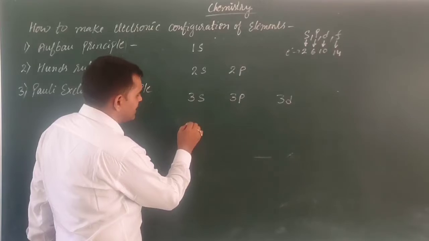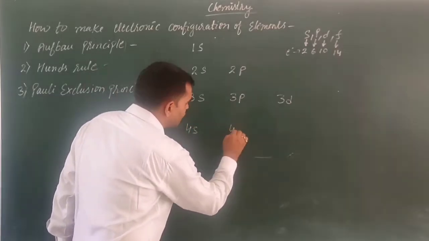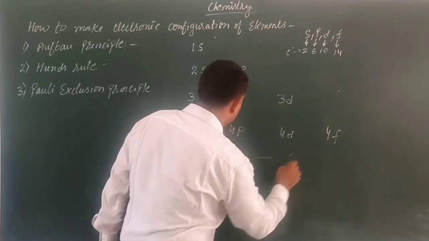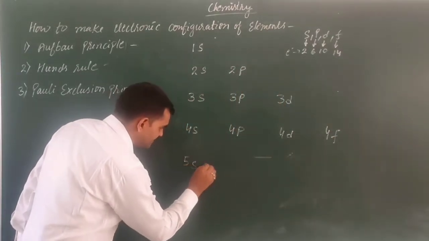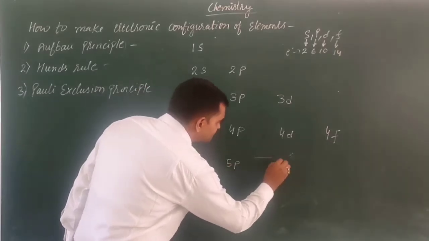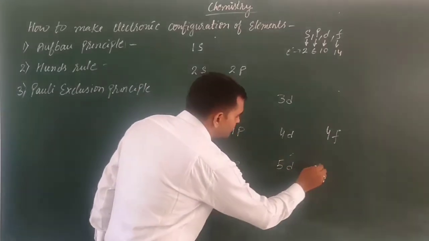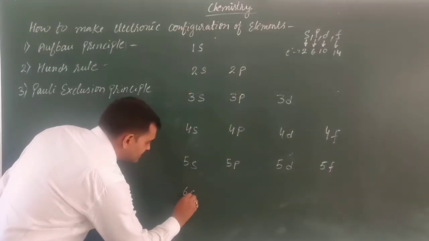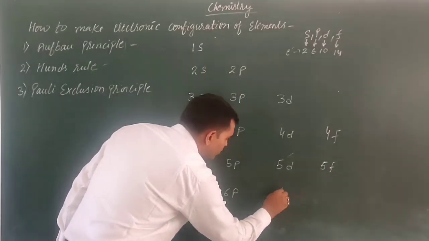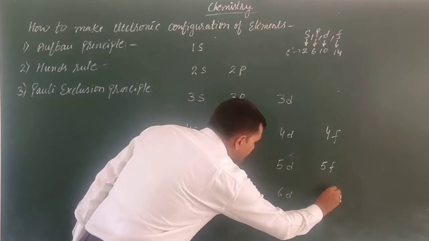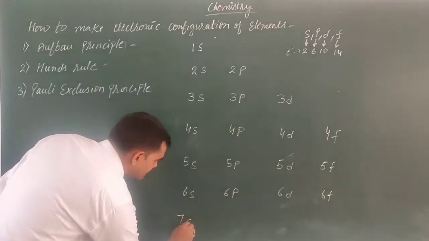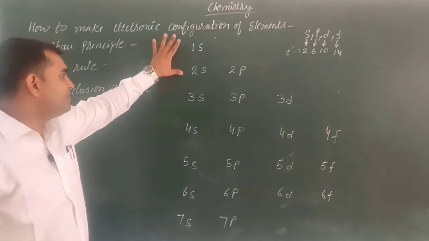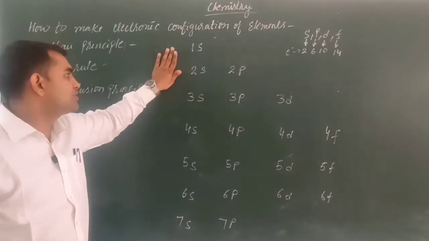So in the fourth energy level we have 4s, 4p, 4d and 4f, like that. In the fifth energy level we have 5s, 5p, 5d, 5f. Now come to the sixth energy level, 6s, 6p, 6d, 6f, now 7s, 7p, 7d and so on. Okay, this is very easy. Everybody can draw it. Any child can make it very easily.